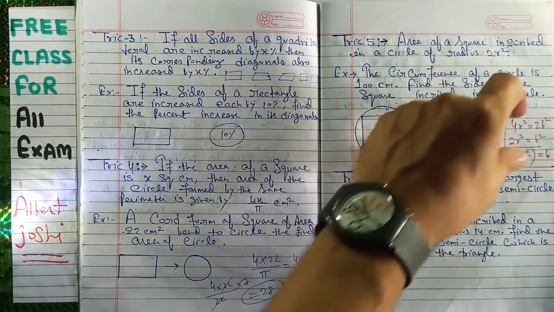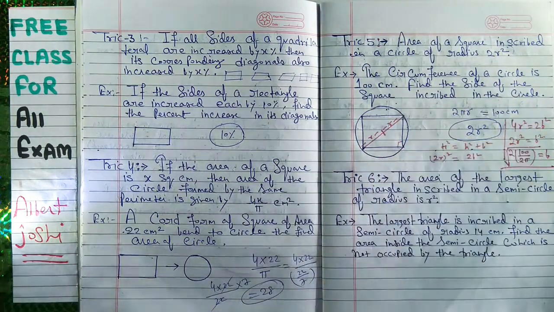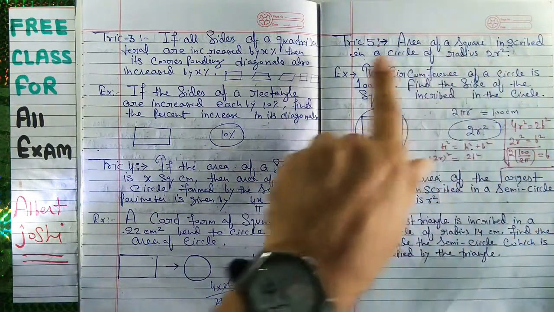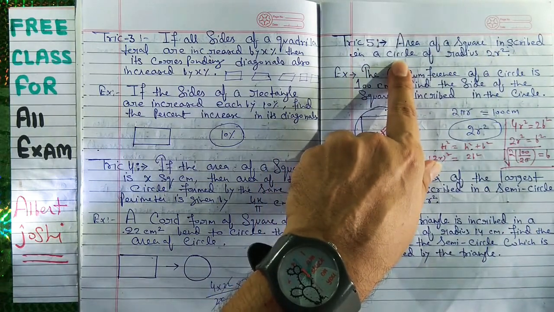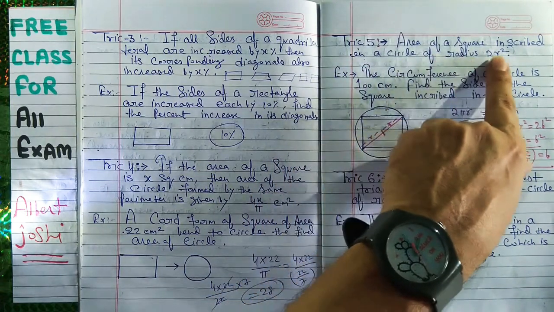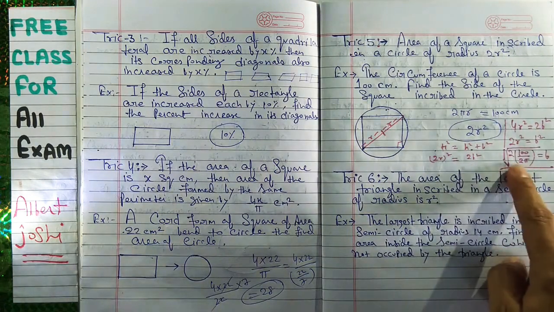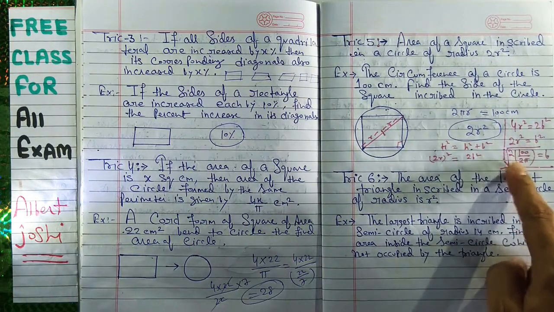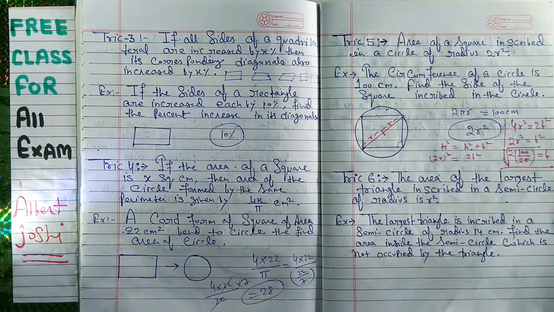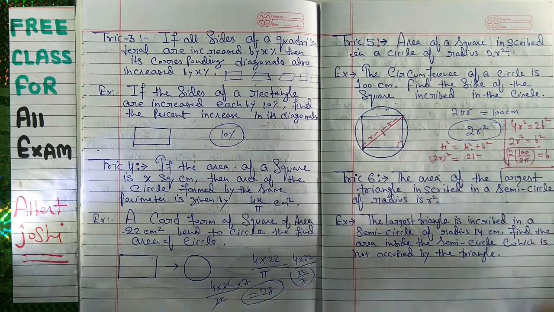So to solve such type of problem, the area of a square inscribed in a circle of radius r is 2r square. You will use this method. So your answer is the square root of 2 into the square of 100 upon 2 pi. Now you can solve. This is your task to solve the calculation.